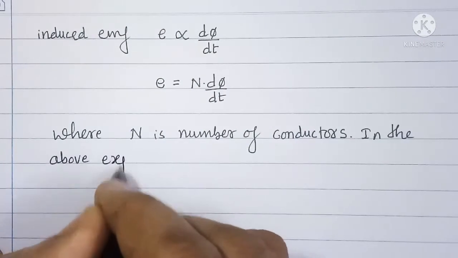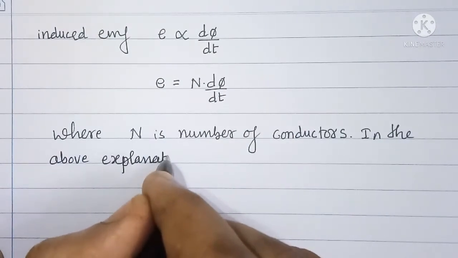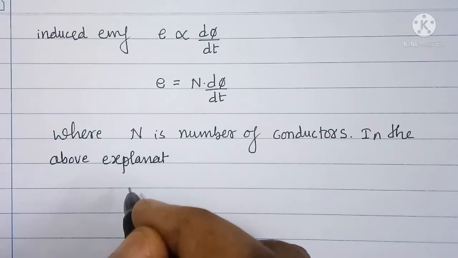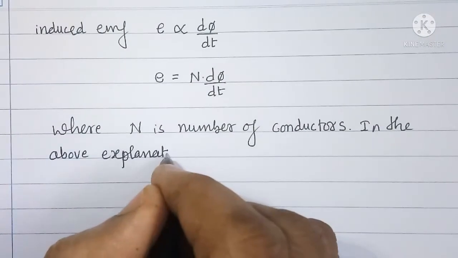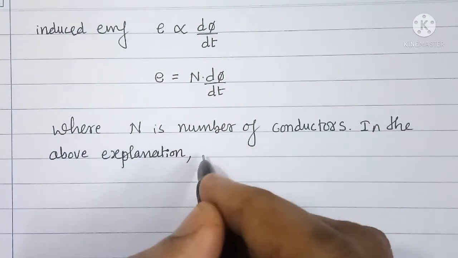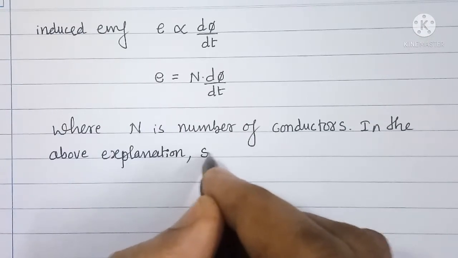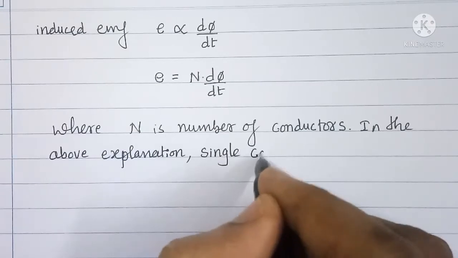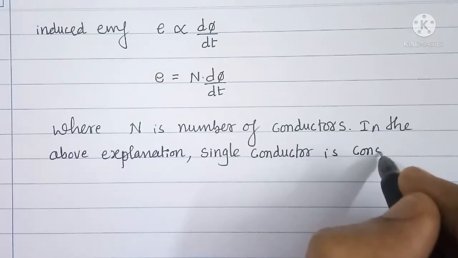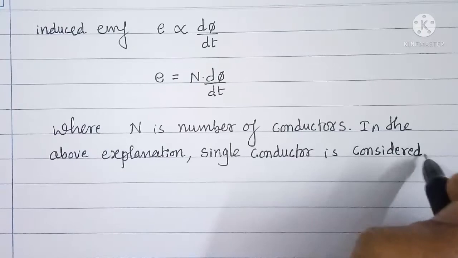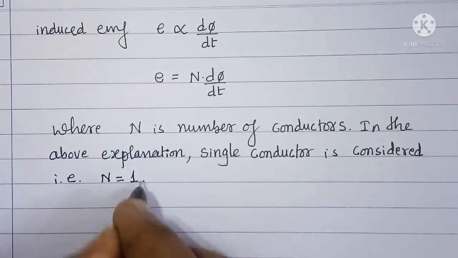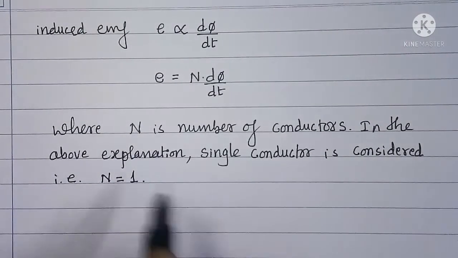In the above explanation, a single conductor is considered. That is, n is equal to 1 here.